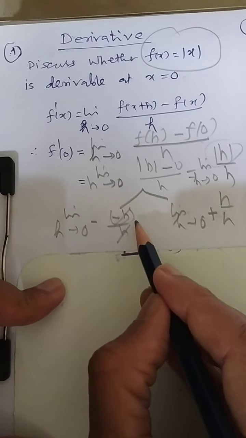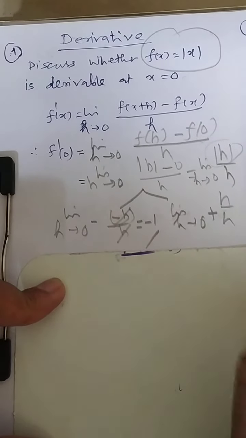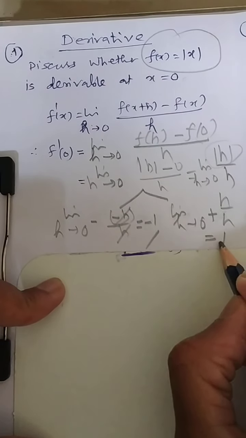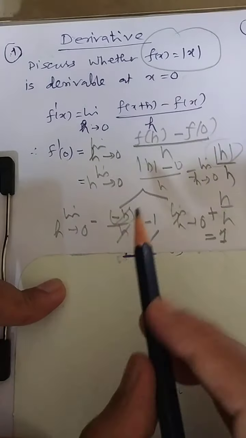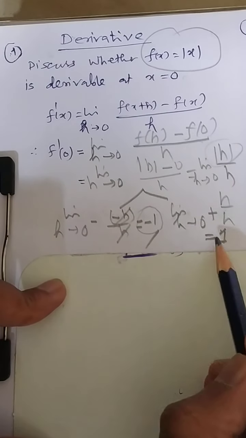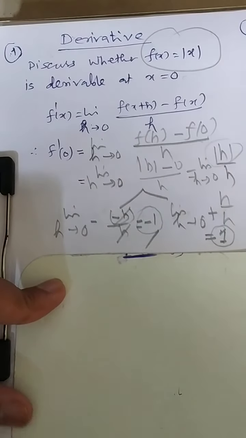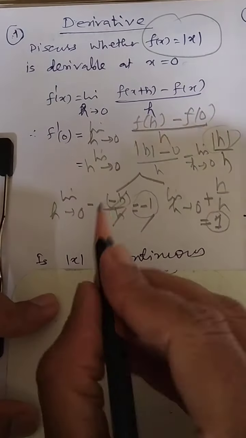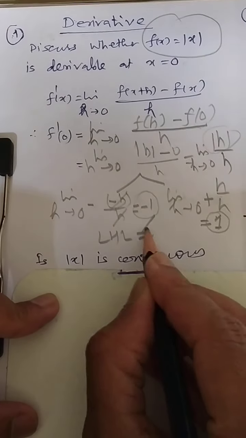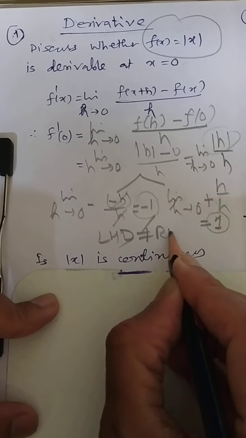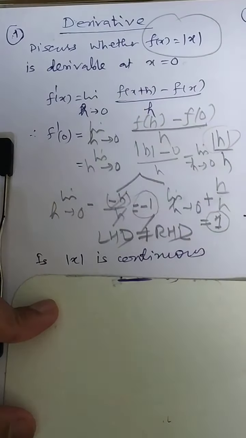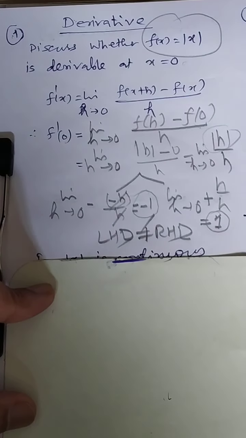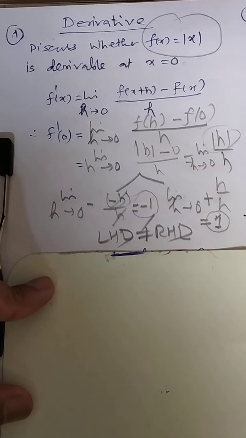If you cancel this, you will get the answer as minus 1, and for the right hand side you are getting plus 1. So this is called the left hand derivative, and this is called the right hand derivative. In the present case, the left hand derivative and right hand derivative are not the same. Therefore, this function mod x is not derivable at x equal to 0. The question demand was to discuss whether it is derivable or not.